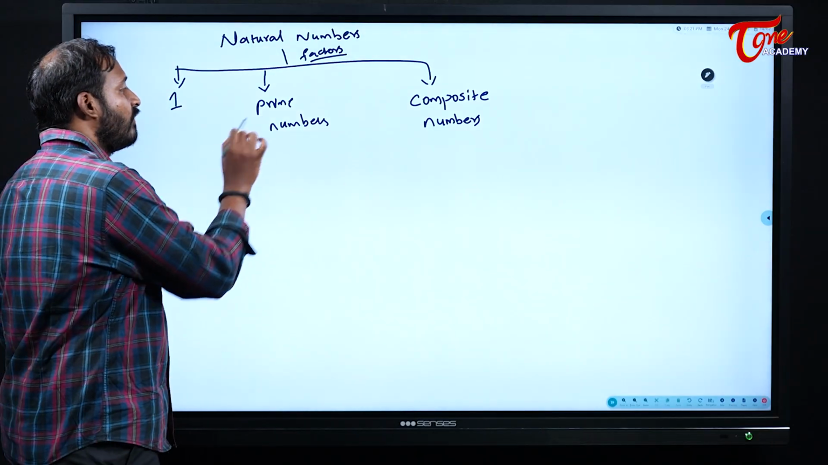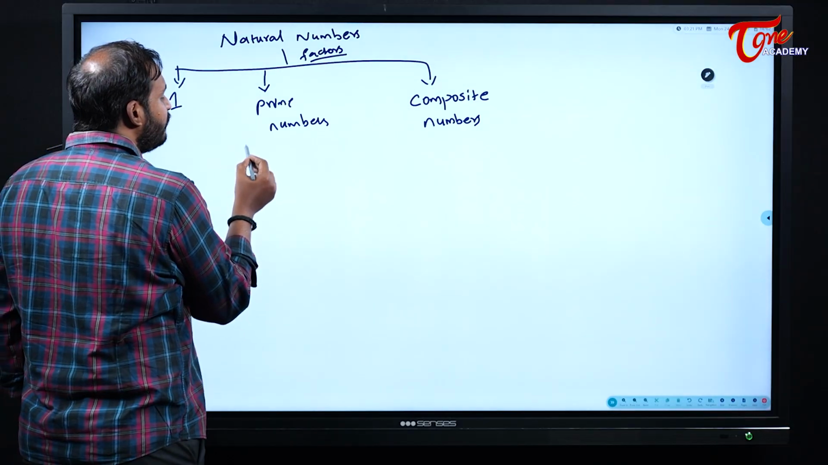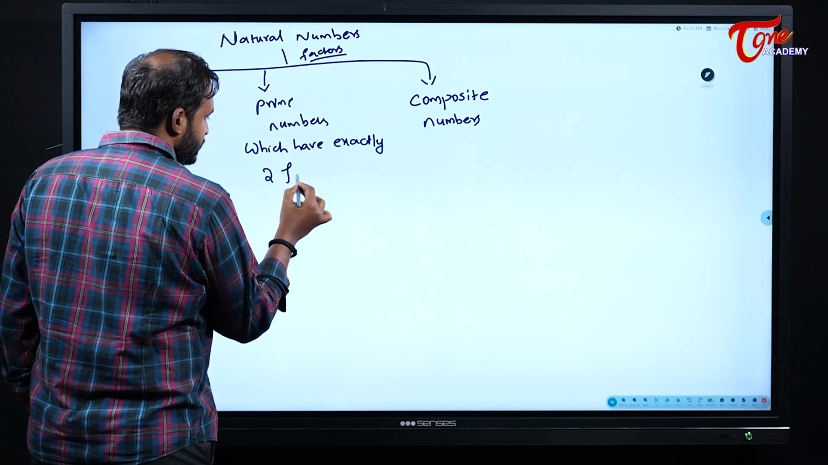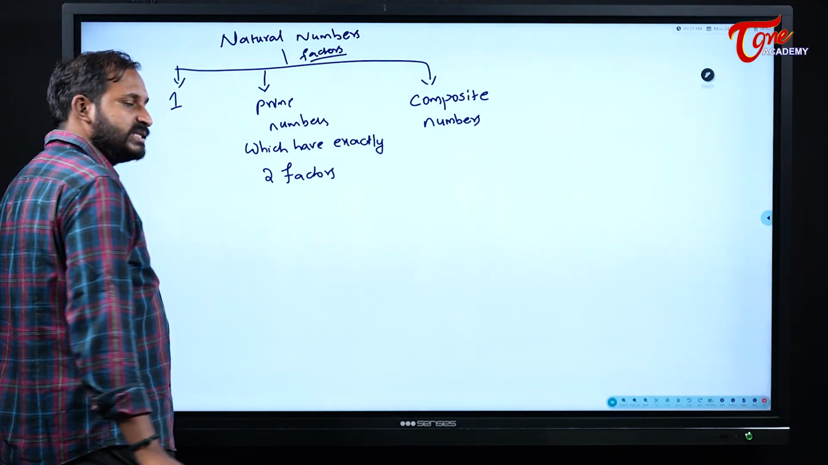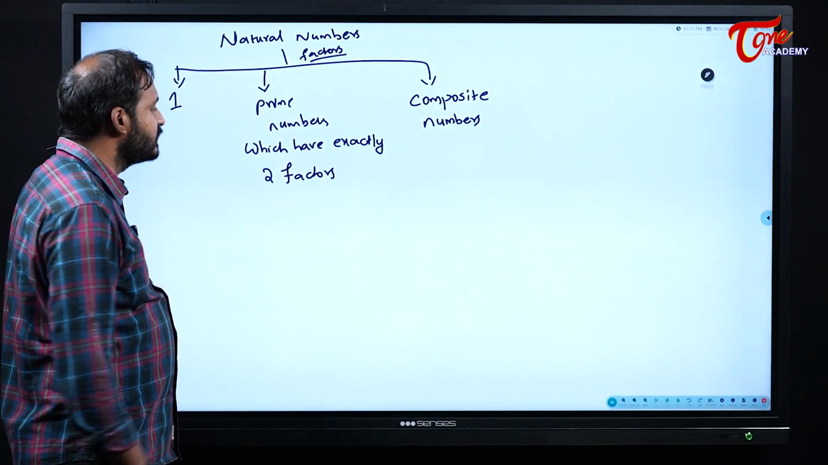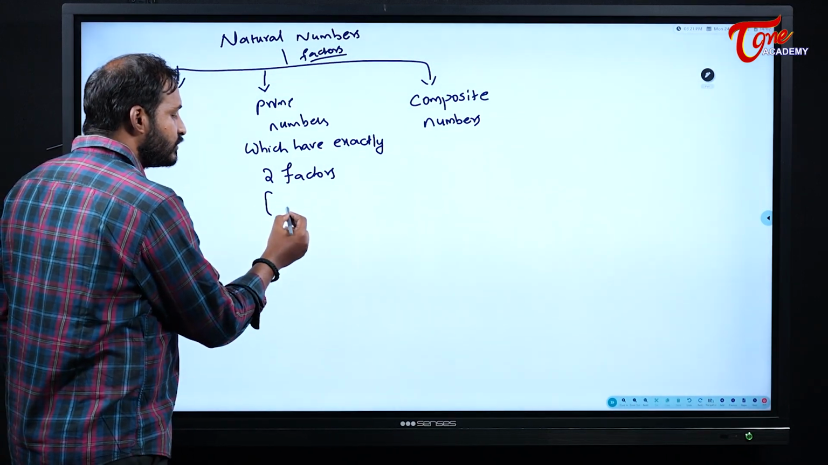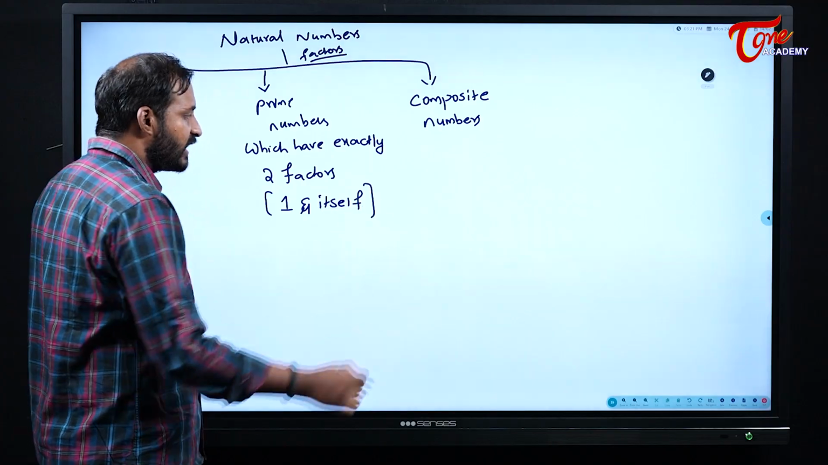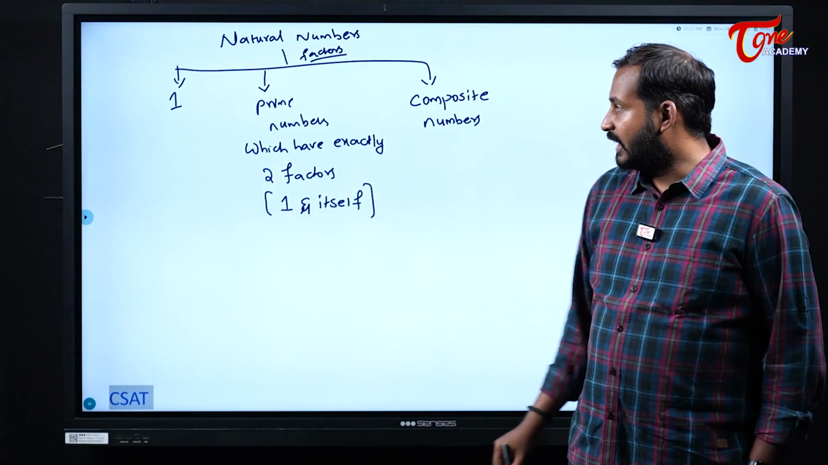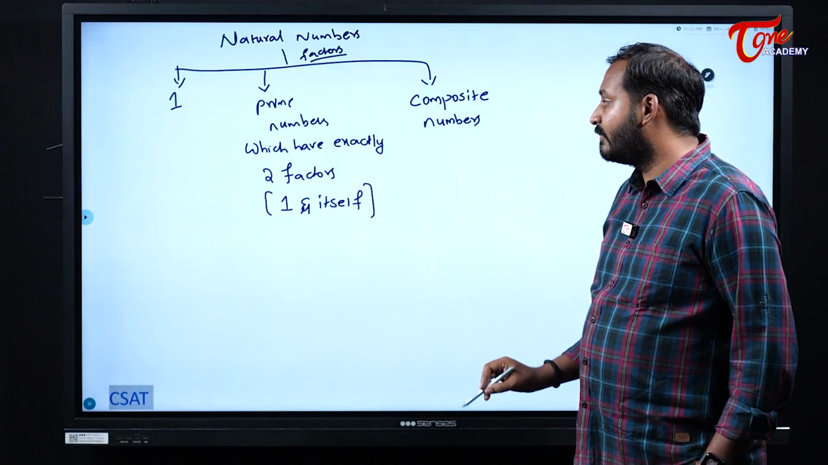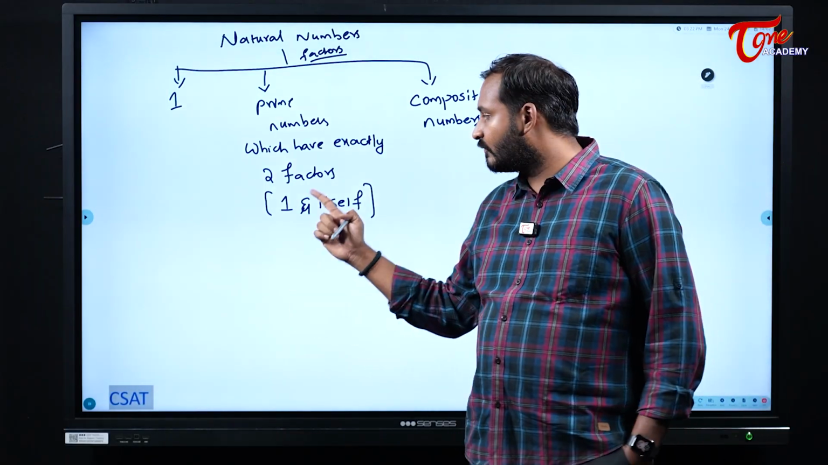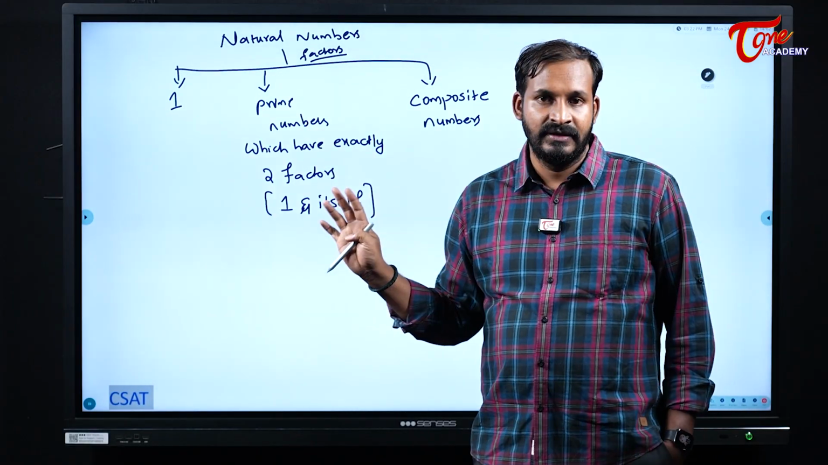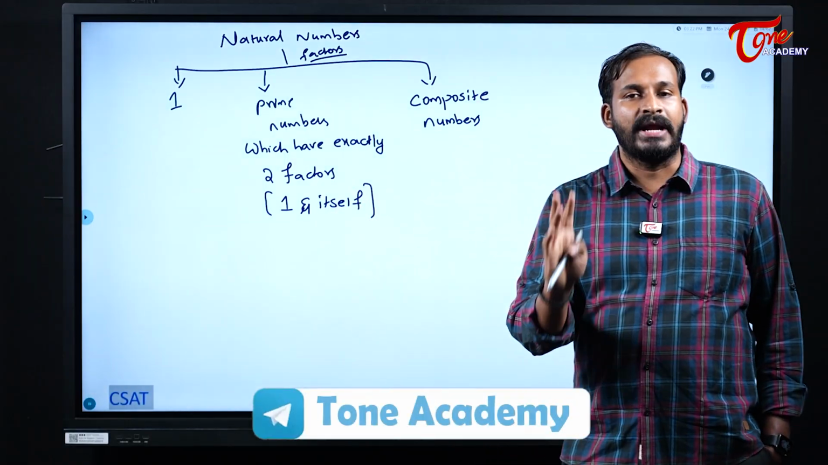Understand this one carefully. What are called prime numbers? Any number which has exactly 2 factors is called a prime number, and what are those factors? Those 2 factors are 1 and itself. Out of those 2, the first factor is 1 and the second factor is itself. These type of numbers we call prime numbers.